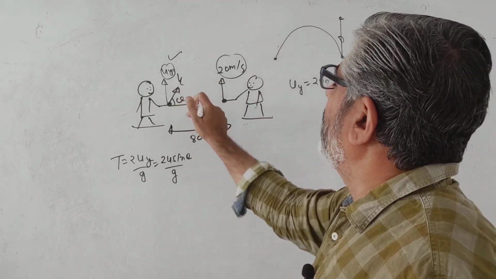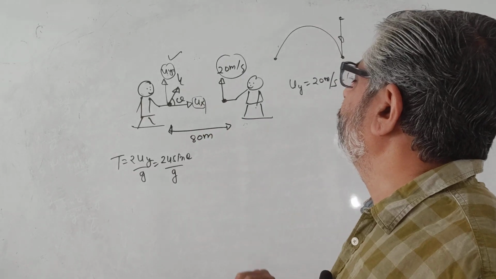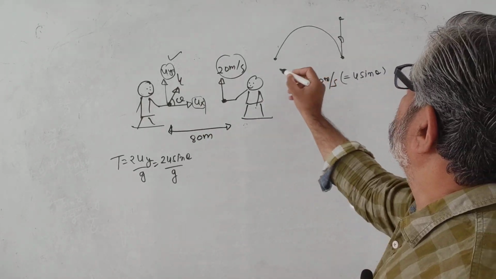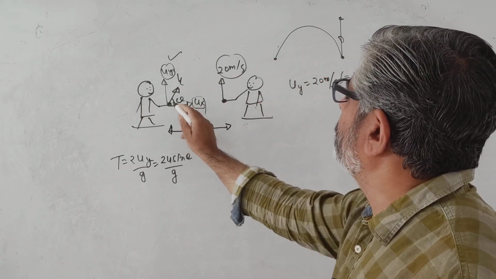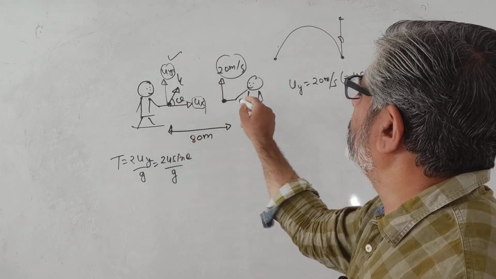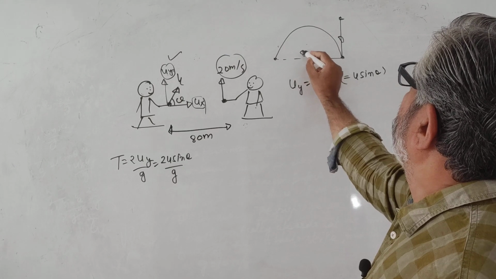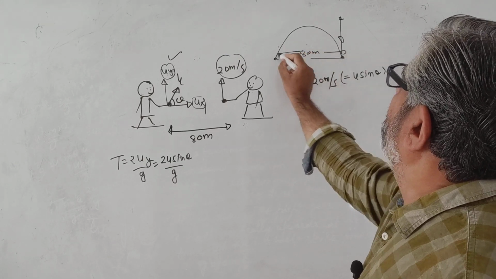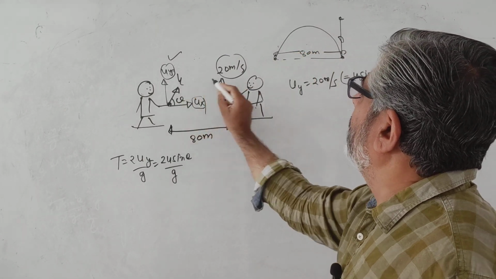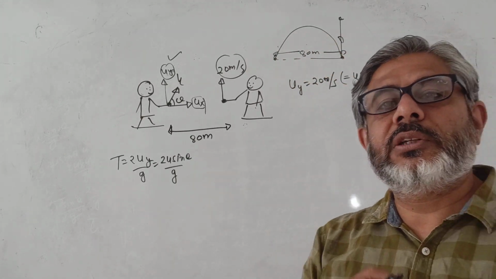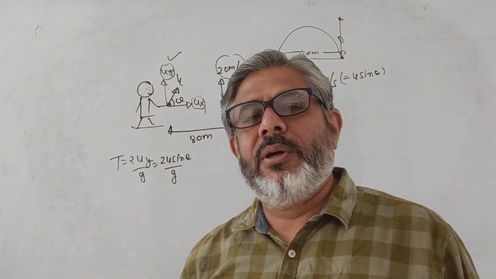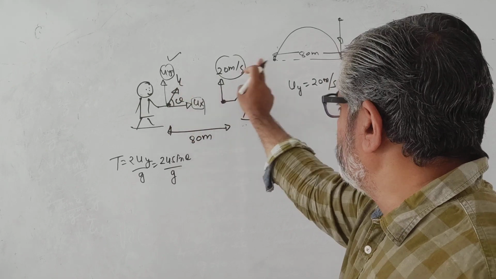So to find u, I should also know what ux is. Now another important thing is the points of separation, that is the distance between the points of projection. This is equal to 80 meters. And you can clearly see that for this projectile, this is the range. So that solves your remaining part of the question. This is the range.